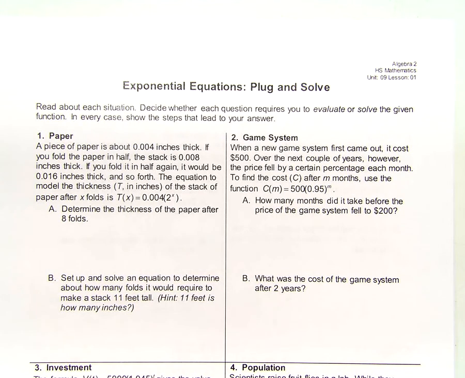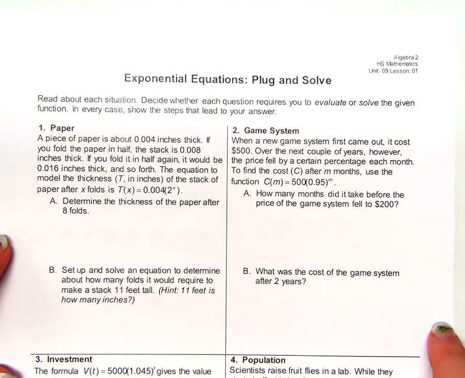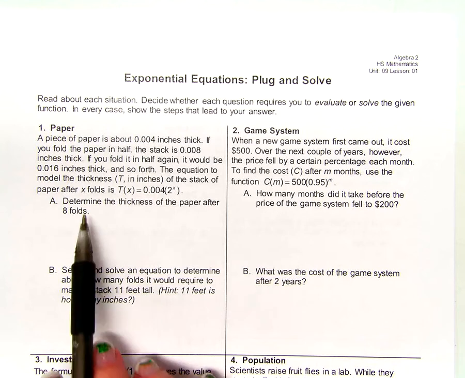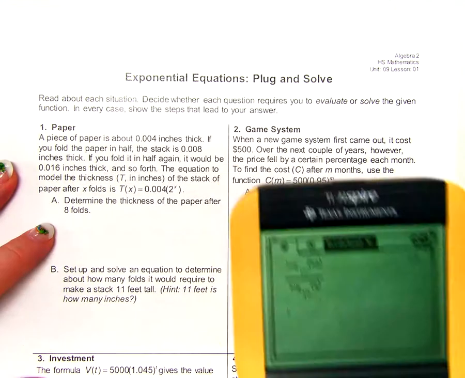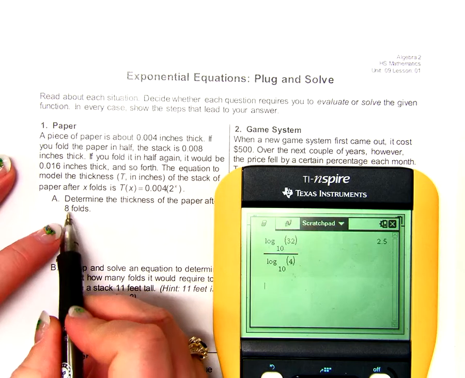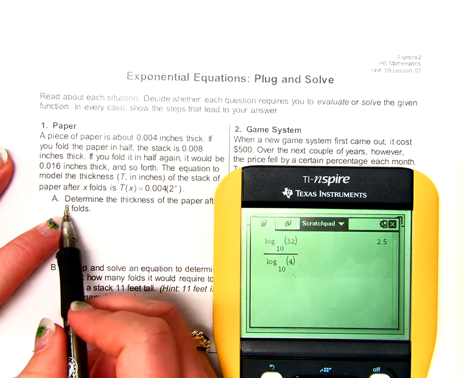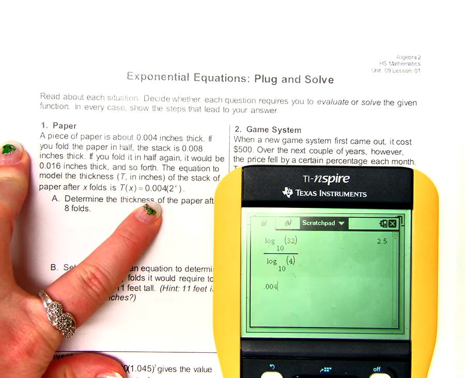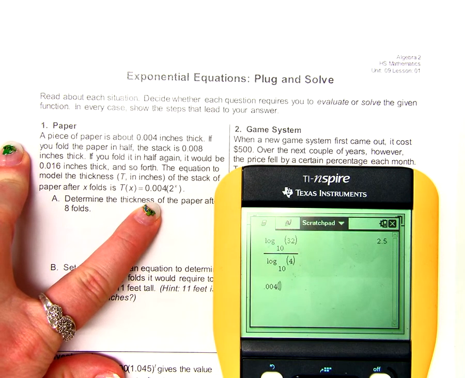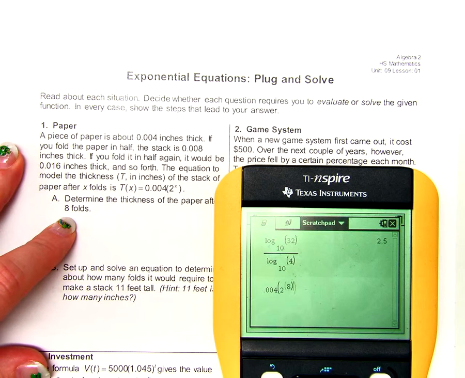Now, you guys did something at the very beginning of this chapter, exploration about exponents and logarithms with paper, didn't you? So this is kind of bringing that back to you. So determine the thickness of the paper after 8 folds. Well, all that takes is, we know that the number of folds is x, and if we have 8 folds, we just want to take 0.004 times 2 raised to the 8th power.